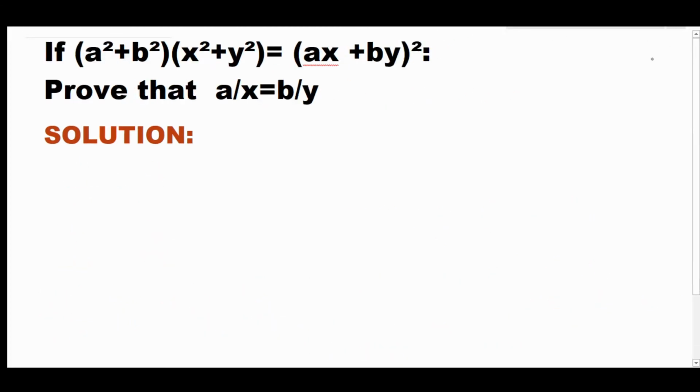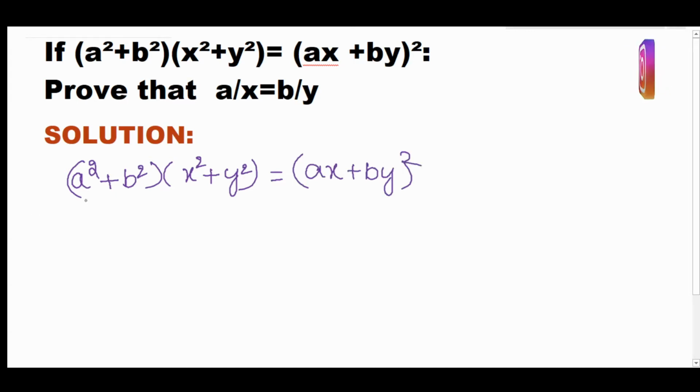The next problem is, if (a square plus b square) into (x square plus y square) is equal to (ax plus by) whole square, prove that a by x is equal to b by y. Now let's write what's given in the question, that is (a square plus b square) into (x square plus y square), which is equal to (ax plus by) the whole square.